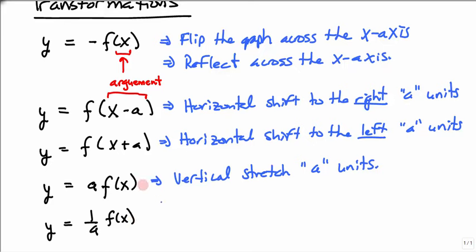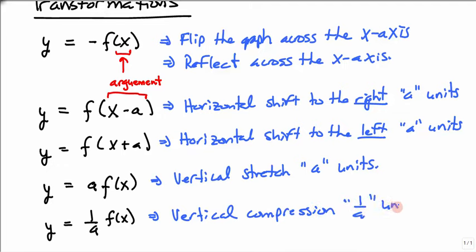So this would be a vertical compression or squish. So this is a vertical compression, 1 over A units. So this could be 1/2. That would mean I take the highest point of the graph and the lowest point of the graph, and I'd stretch it, or sorry, compress it in half as large as it already is.